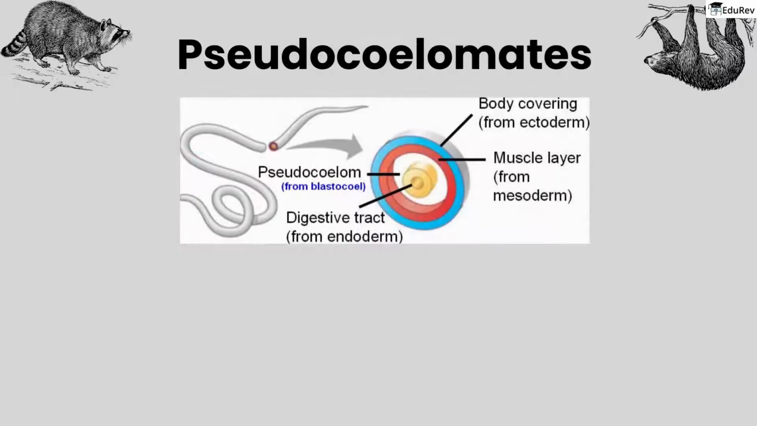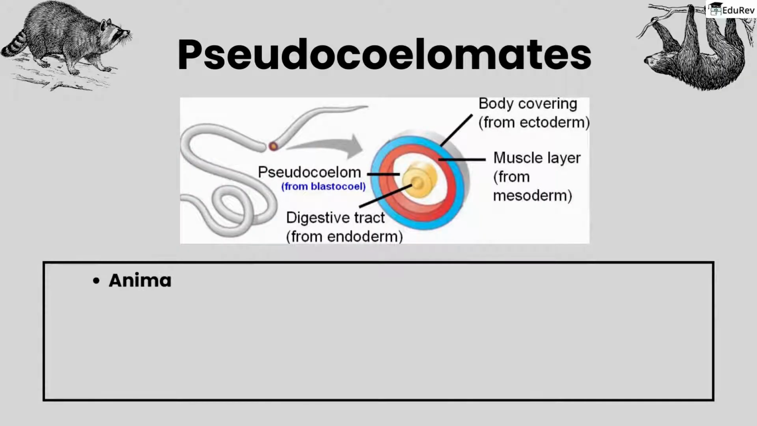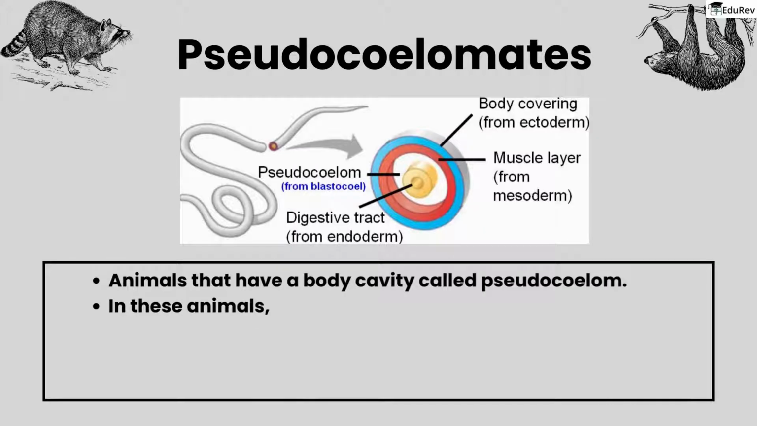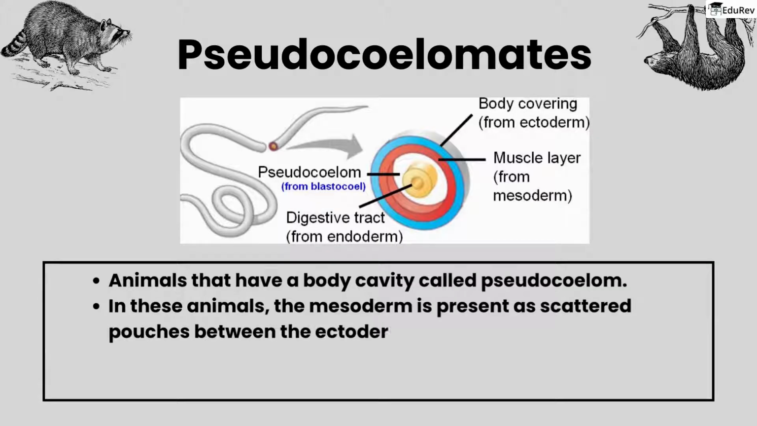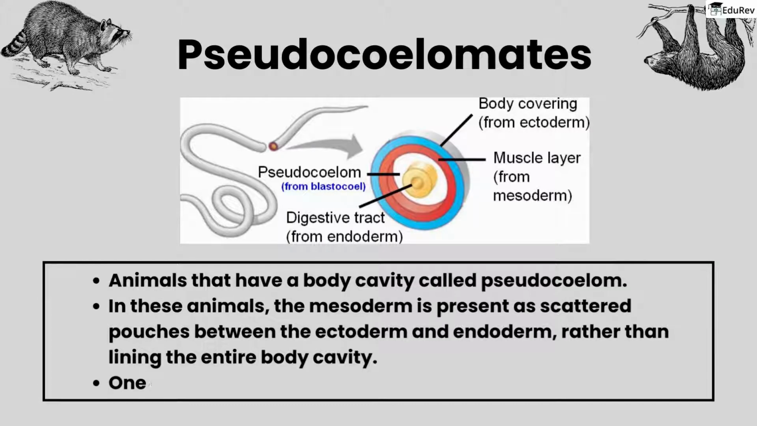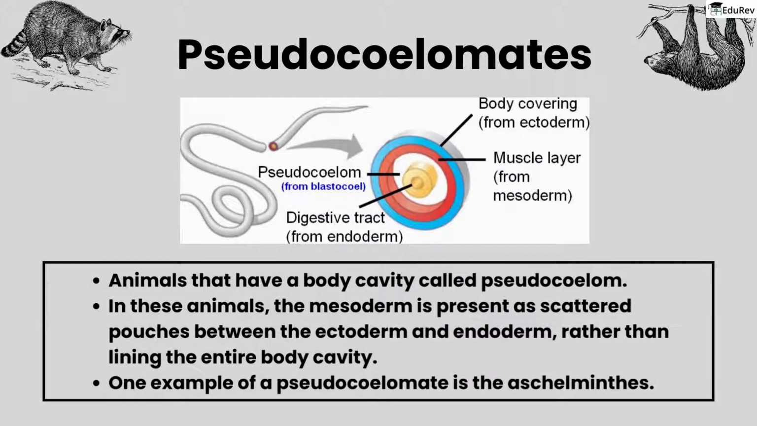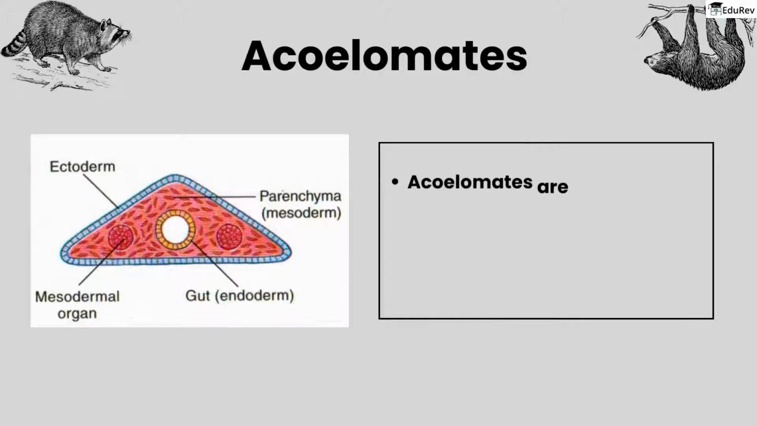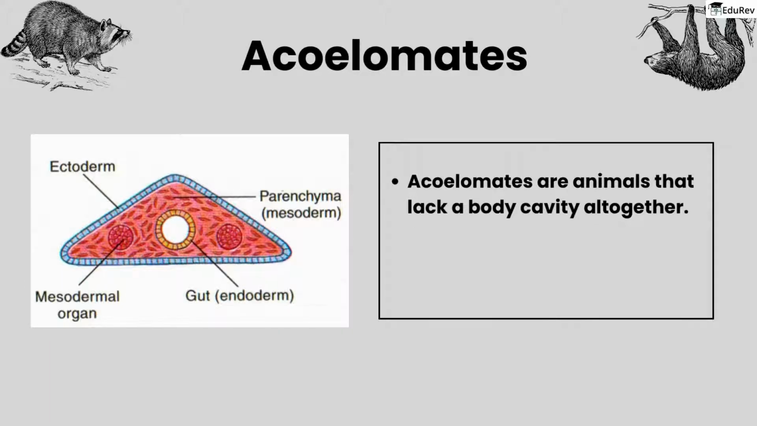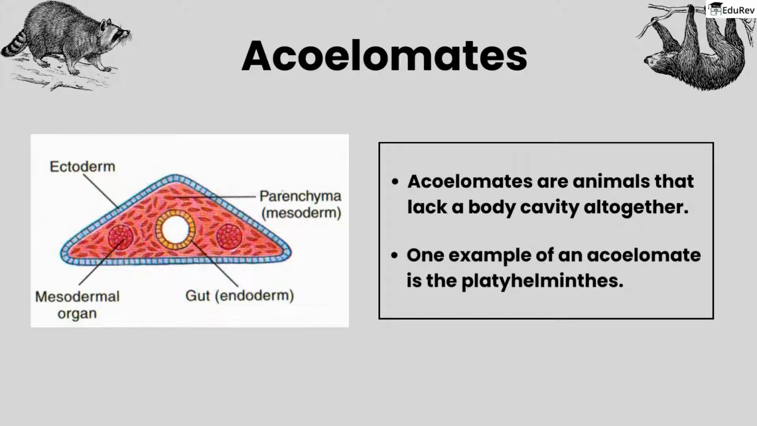Secondly, pseudocoelomates are animals that have a body cavity called pseudocoelom. In these animals, the mesoderm is present as scattered pouches between the ectoderm and endoderm, rather than lining the entire body cavity. One example of a pseudocoelomate is the aschelminthes. Lastly, acoelomates are animals that lack a body cavity altogether. One example of an acoelomate is the platyhelminths.